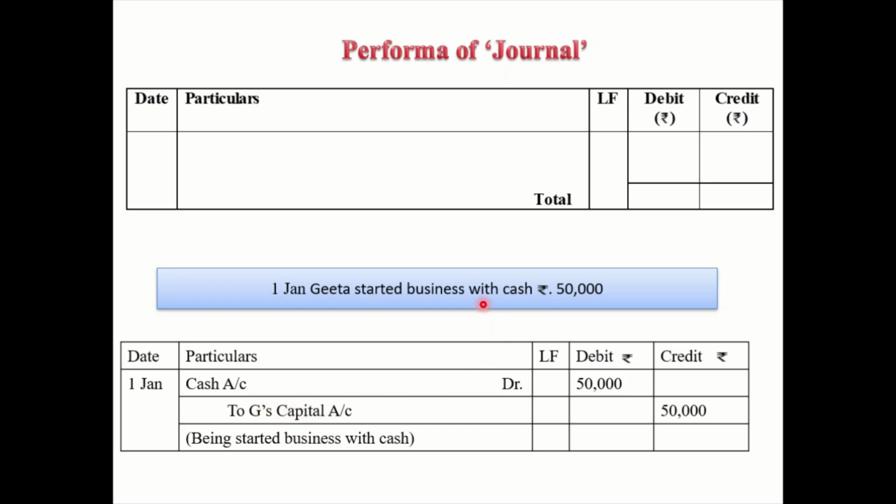In this transaction, Geeta is the giver of cash. That's why Geeta's account is credited. Geeta's capital account is a type of personal account and the rule of personal account is debit the receiver, credit the giver. And Geeta is the giver, that's why Geeta's account we record on the credit side. And then we write down a short explanation about the transaction, that is, being started a business with cash. This is the journal entry of the transaction Geeta started a business with cash rupees 50,000.